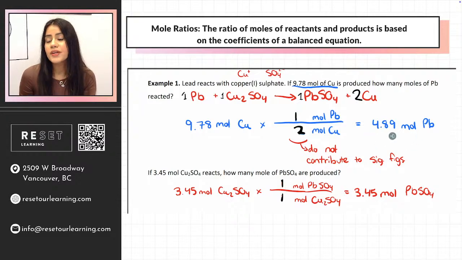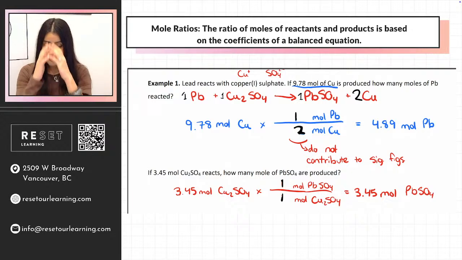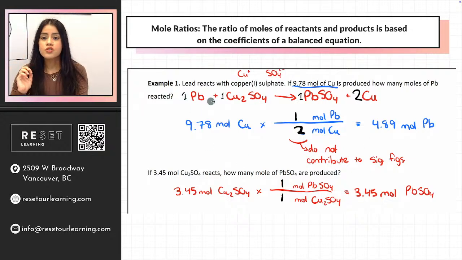We'll get 4.89. Again, if you know the concept of sig figs, your coefficients, which is the moles, do not contribute to your sig figs. It's the given number that contributes. In this case, we will have to report our answer in 3 sig figs.